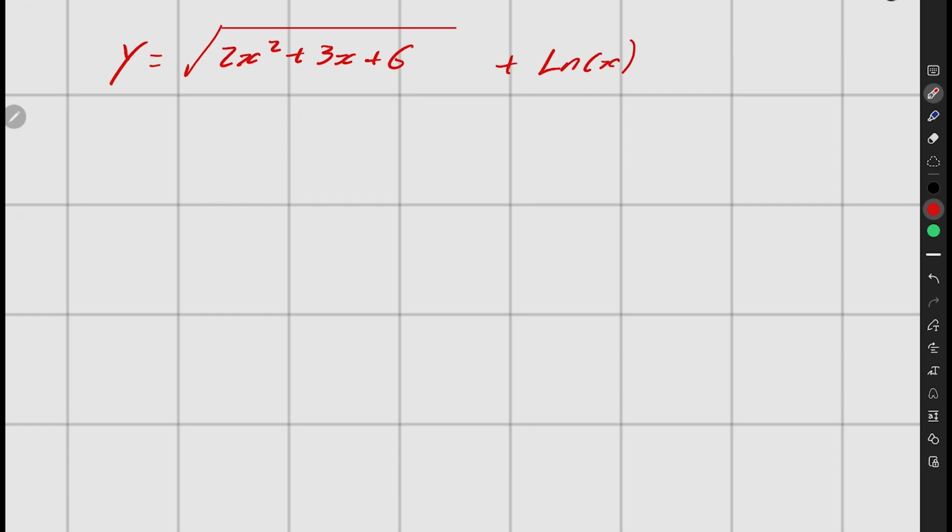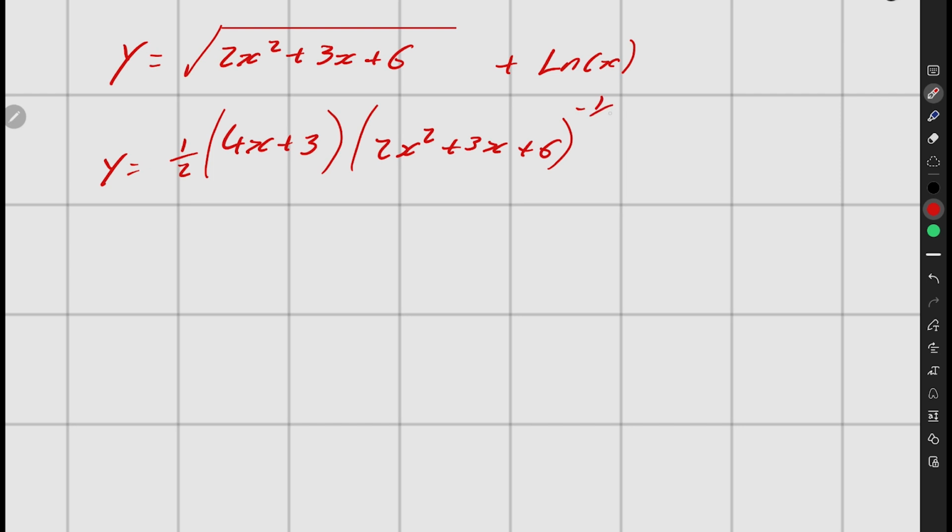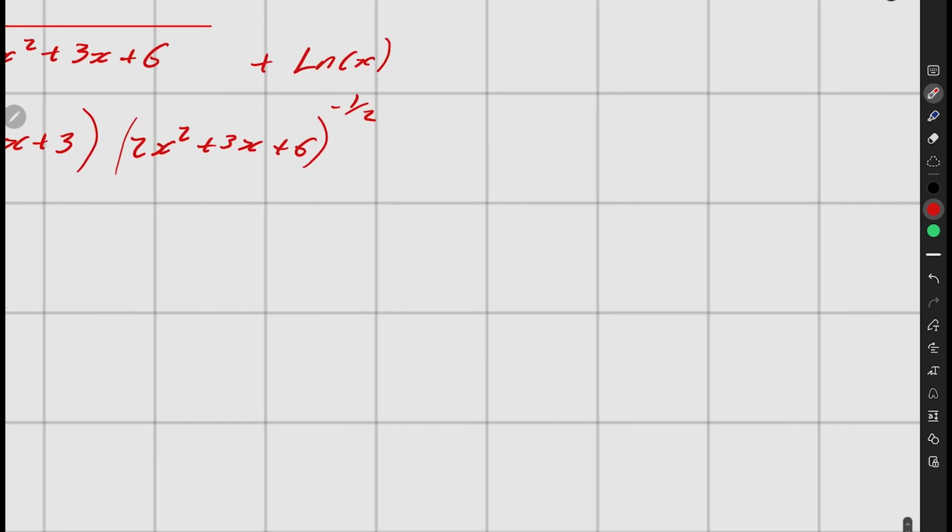Alright, let's move on to this one. So we know our derivative, we know y. And remember what I said before about your square root. This is going to be the exact same as to the power of a half. So we can say our derivative is going to be equal to a half multiplied by the derivative of the inner function. That's going to be 4x plus 3 multiplied by the original function and taking 1 from the power. That's going to be 2x squared plus 3x plus 6 to the power of minus a half. And remember from the video before that the derivative of ln x is just 1 over x.